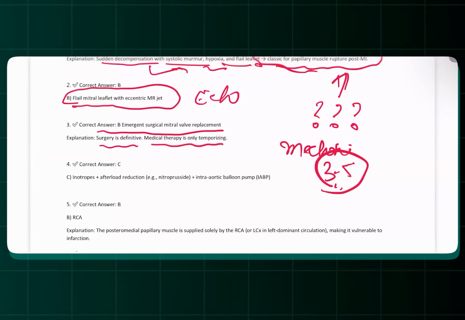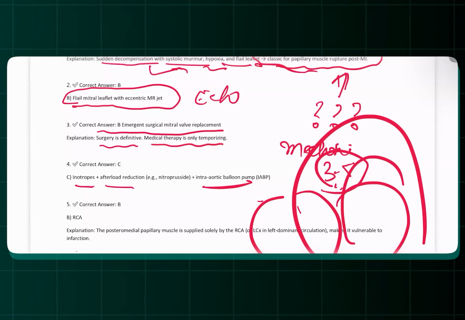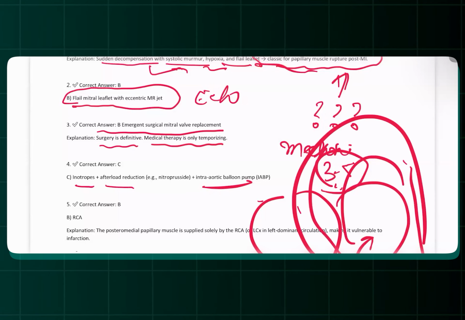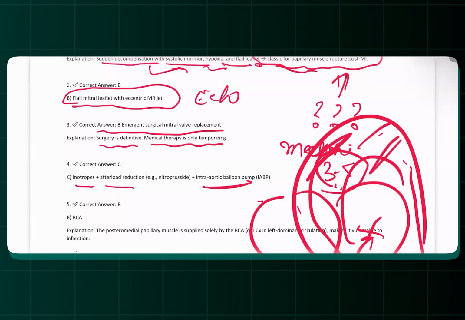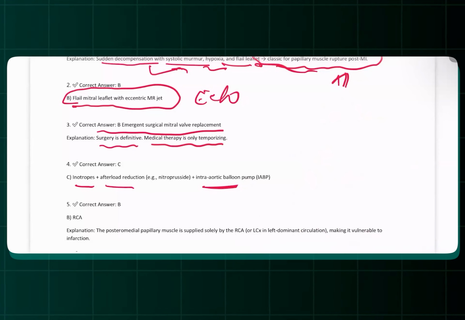Medical therapy is only a temporizing measure, which is inotropes, afterload reduction, and IABP. So this is the LV and this is the aorta. Basically this is a leaking valve. So we put an IABP here so that the blood tends to go into the aorta and not into the left atrium. We are trying to decongest the left ventricle with the help of IABP. We are supporting the LV, but here we are mainly trying to decrease the systemic vascular resistance with the help of IABP.